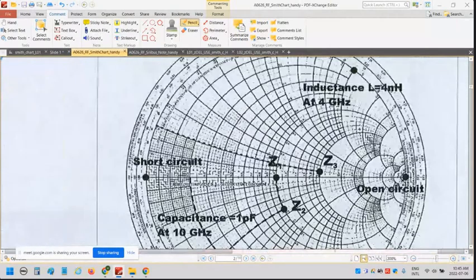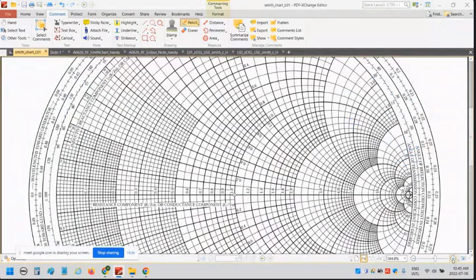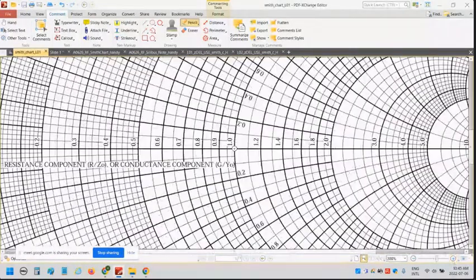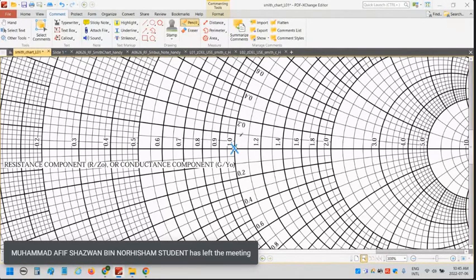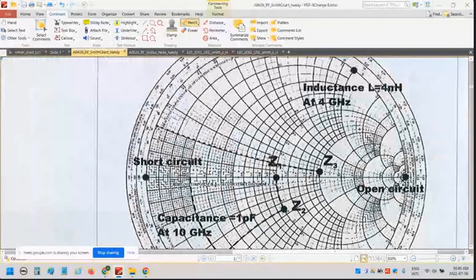Okay, you take out your Smith chart. The location, the center of the Smith chart. If you zoom in on this one, you should know how to locate the coordinates on the Smith chart. So take out your Smith chart, and you know that this one is the center of the Smith chart. So this one is z1.